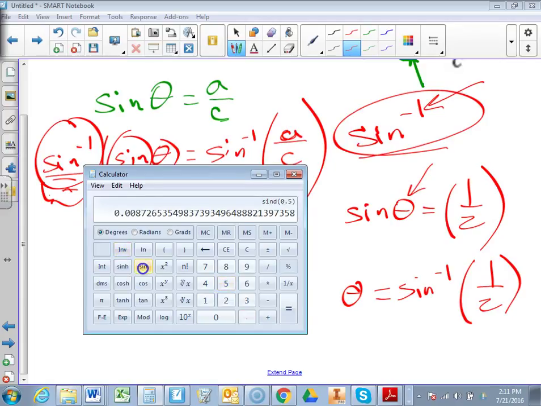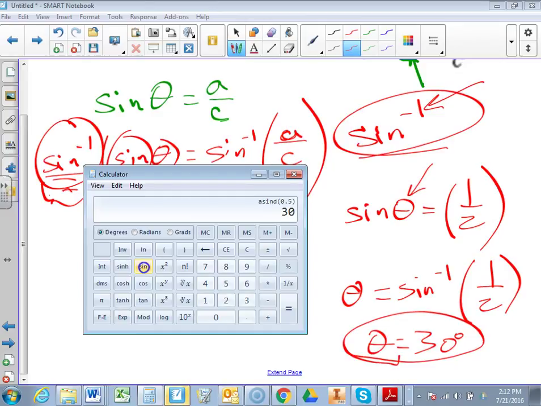sine. No, I don't think the inverse worked. Hold on. Well, unless it's in radians. Let me try that again. No, it's in degrees, so 0.5. I just didn't hit it right. Inverse, there it is. See how the little inverse sine symbol shows up there? Now I hit it. There, 30 degrees. And that tells me that the angle that produces that sine is 30 degrees. So that's an example of when we'd use it.